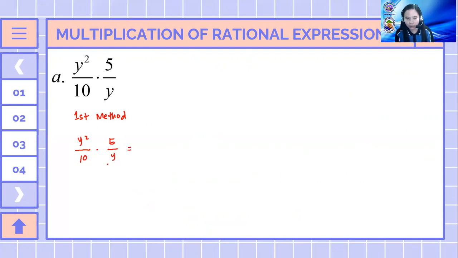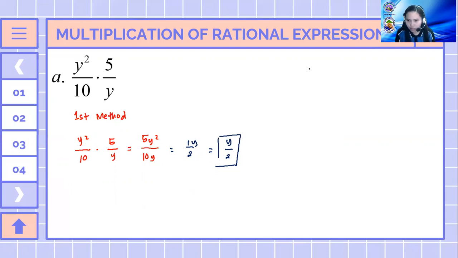You can use the proper way or the common way to find its product. Multiply the numerators and denominators. So we have y squared times 5, that is 5y squared, and then 10 times y, we have 10y. And then we will simplify the expression. The lowest term of 5 over 10 is equal to 1 half. Then y squared over y will be equal to y. So we have now y here, and just simplify. Therefore, the final answer is y over 2.